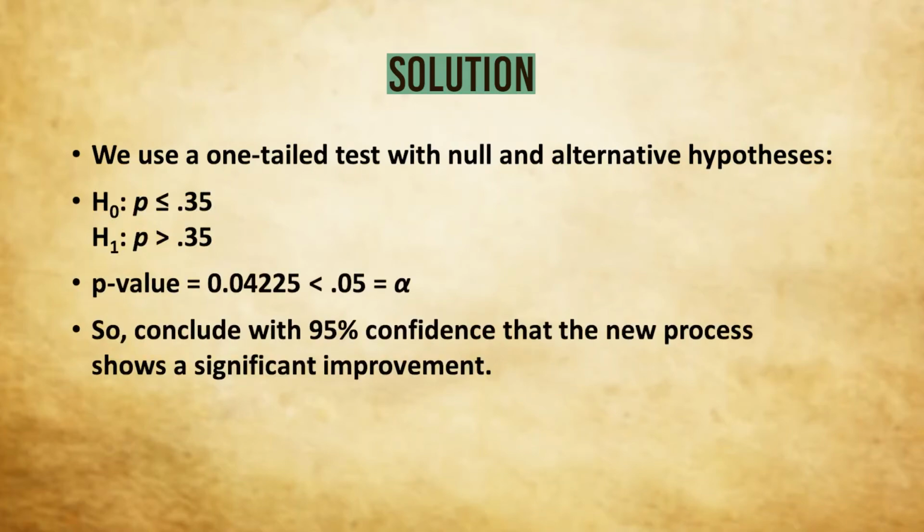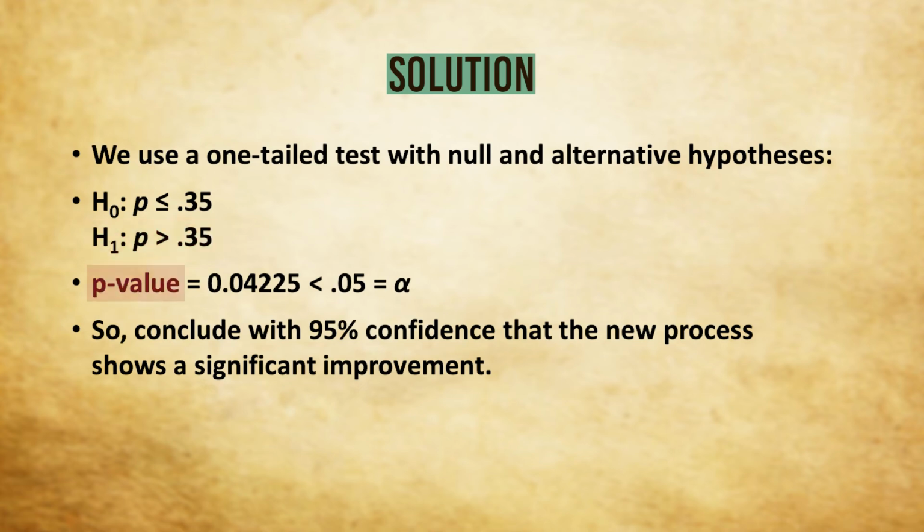Suppose P is the proportion of satisfactory items. So here the null hypothesis will be H0: P less than or equal to 0.35, because we started with 35% reliability. That means the reliability has not increased. And H1 is P greater than 0.35, that is, the reliability has increased by introducing the new process.